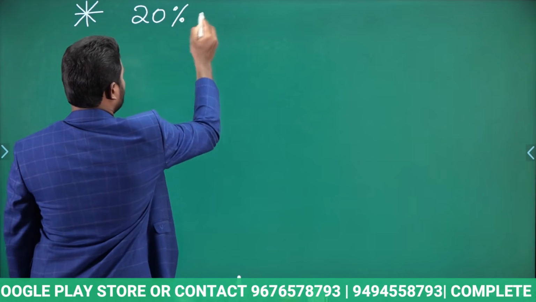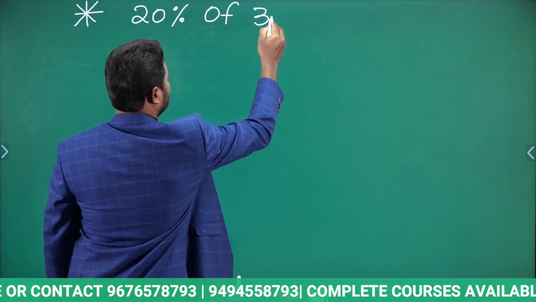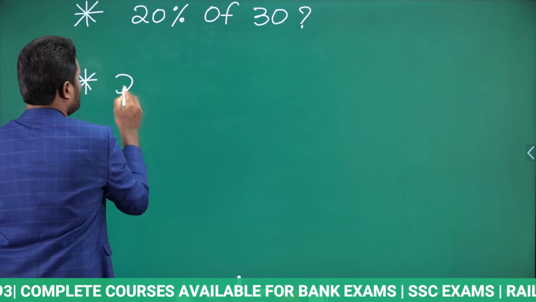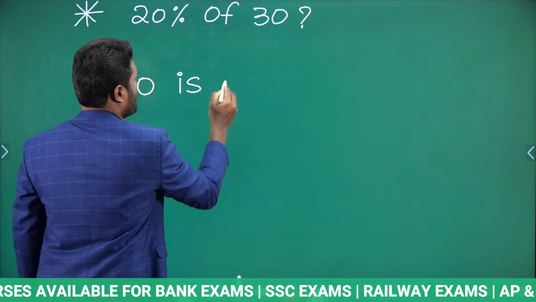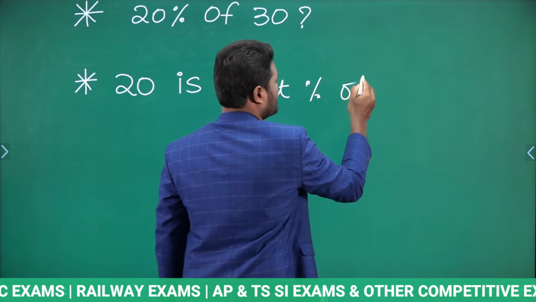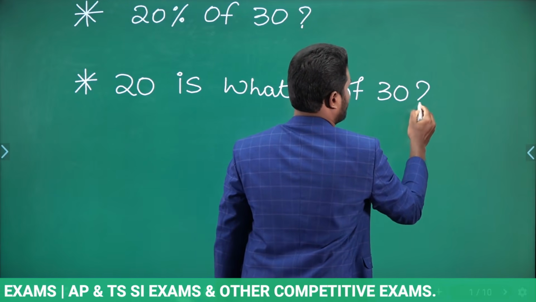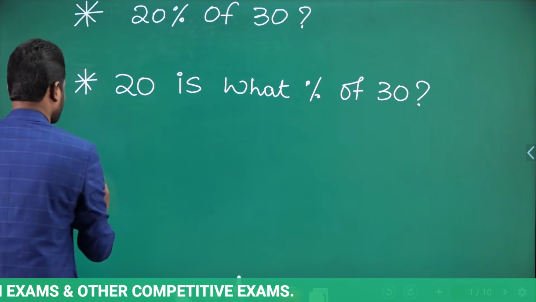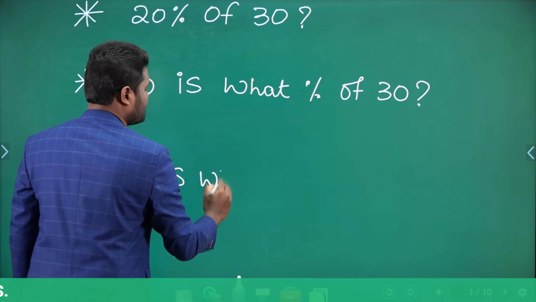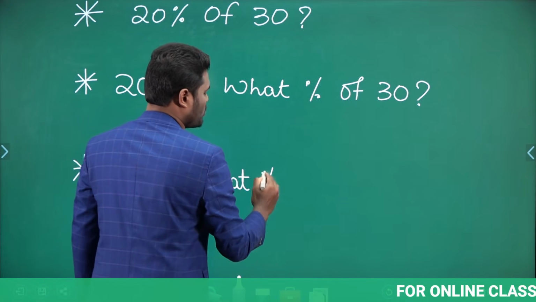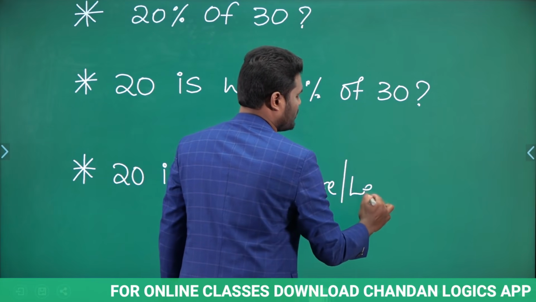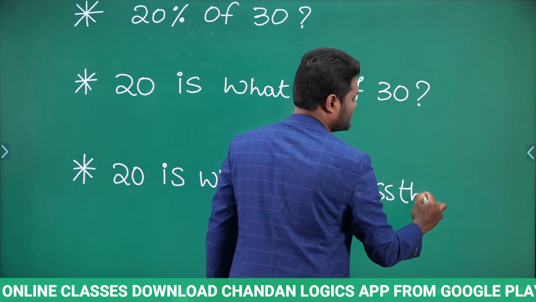First statement is 20% of 30. This is my first statement. Second statement is 20 is what percent of 30? Third statement, 20 is what percent more or less than 30.